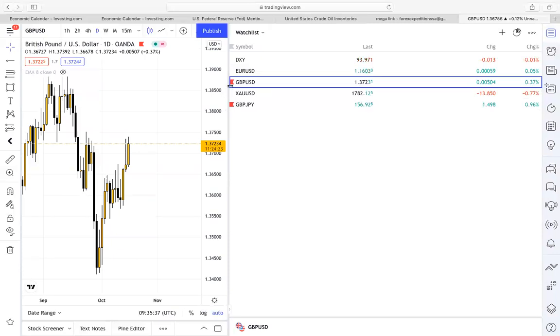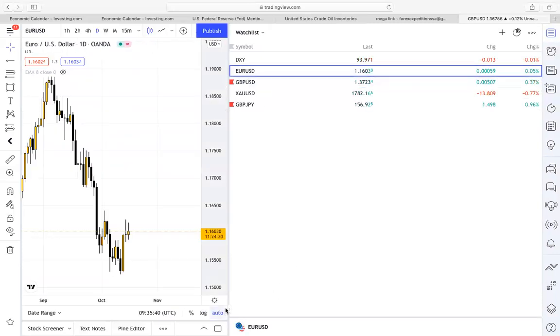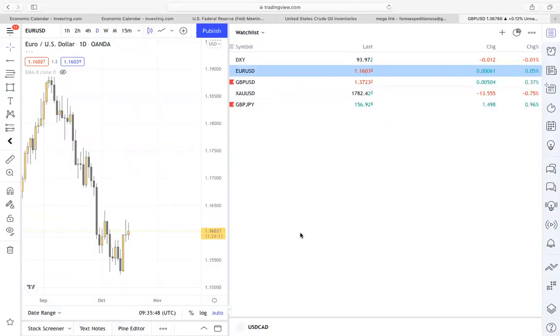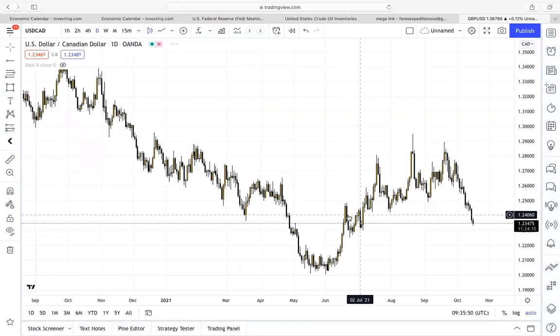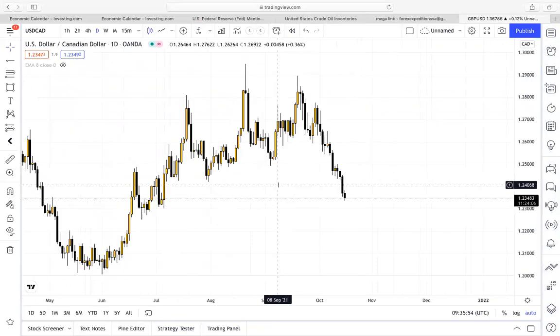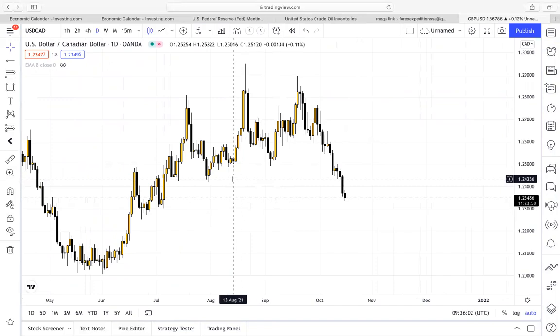Now, when it comes to pairs like Euro USD and so forth, let's just do USD CAD. This is a very interesting pair that one of my students asked me to do yesterday. A lot of people were like, okay, where do we go when the chart is like this? Can you guys tell me what is the first thing you would do? Daily chart. Find the major key levels.